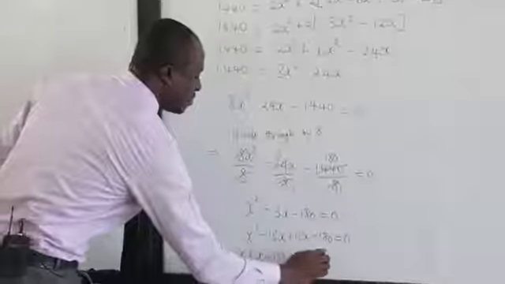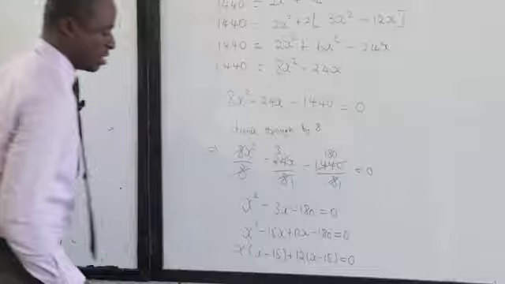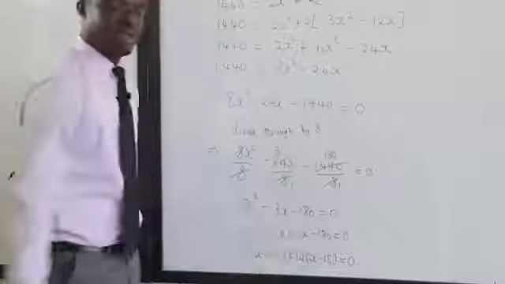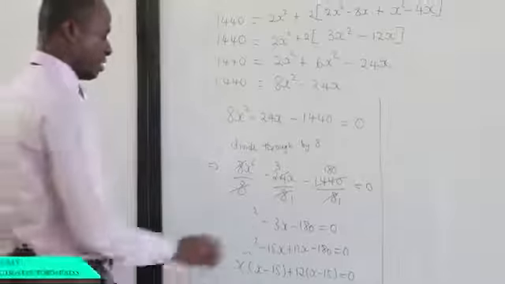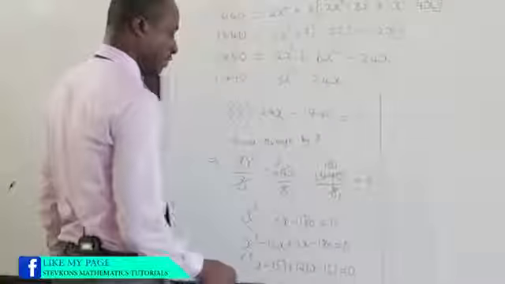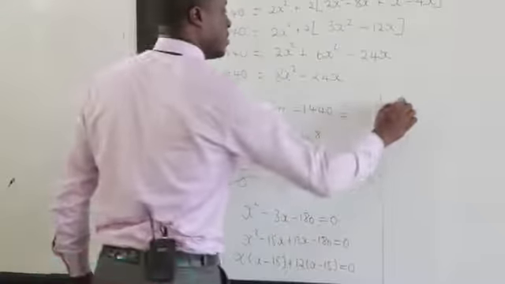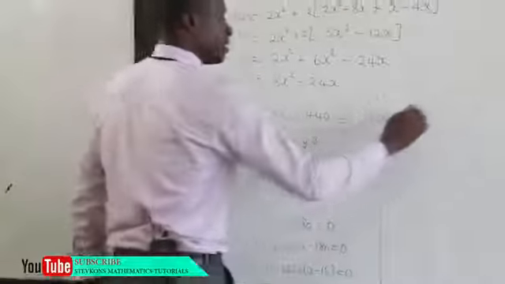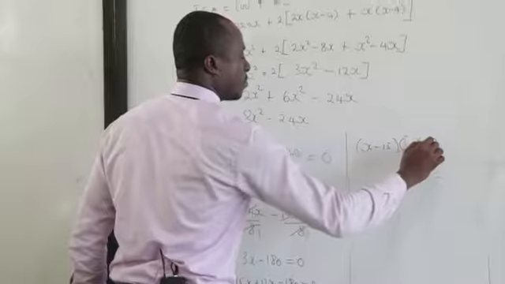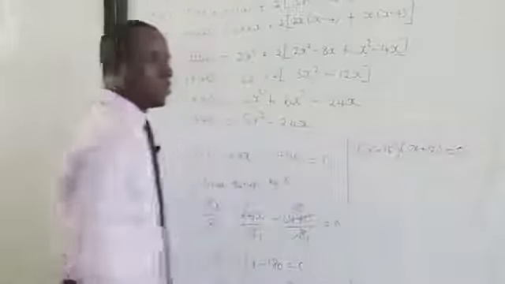x minus 15 equal to 0, because 12 times 15 will give us 180. Now, from here, x minus 15 is common, so we factorize it out. So x minus 15, we factorize out, and then what is left? x plus 12. And this is equal to 0.